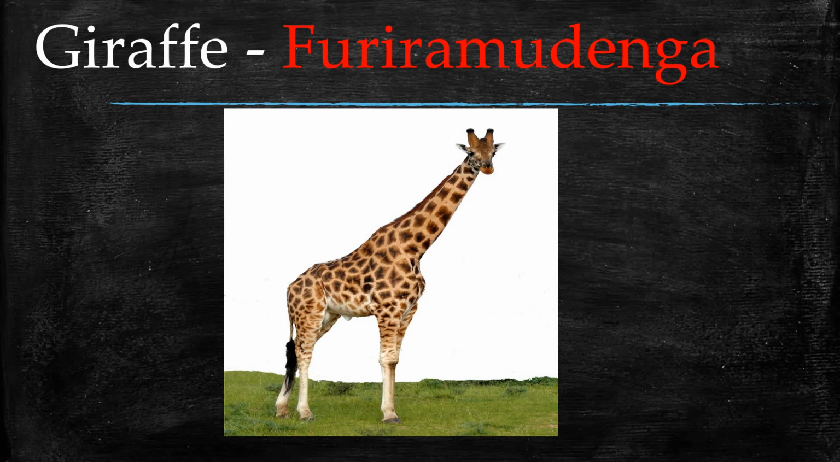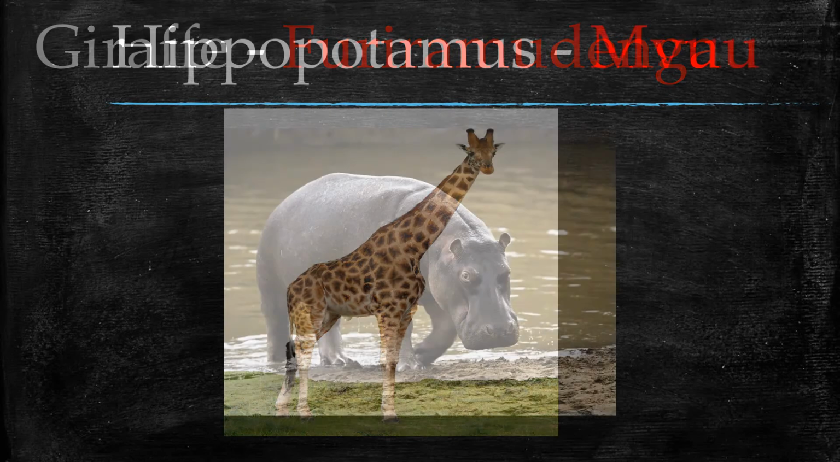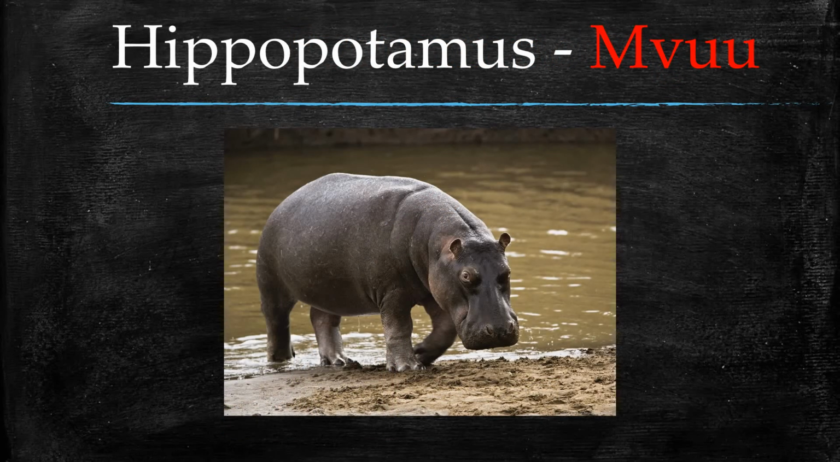The giraffe is called Furiramudenga. Next is the hippopotamus. The hippopotamus is called Mvuu.